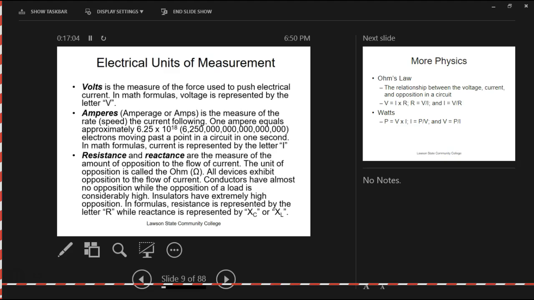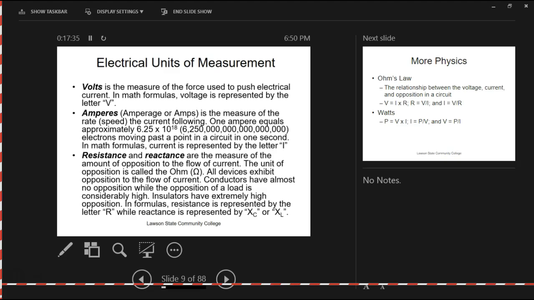Resistance and reactance are the measure of the amount of opposition to the flow of the current. The unit of opposition is what we call the ohm, and we use the symbol omega. Of course, we're not going to do any math. We just need to have a basic understanding of this, right? Y'all have a topic quiz on this. All devices exhibit opposition to the flow. Conductors have almost no opposition. There is nothing out there that has no opposition.